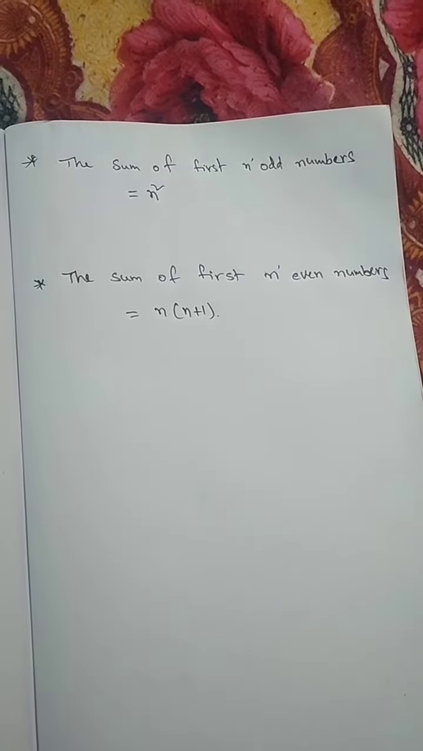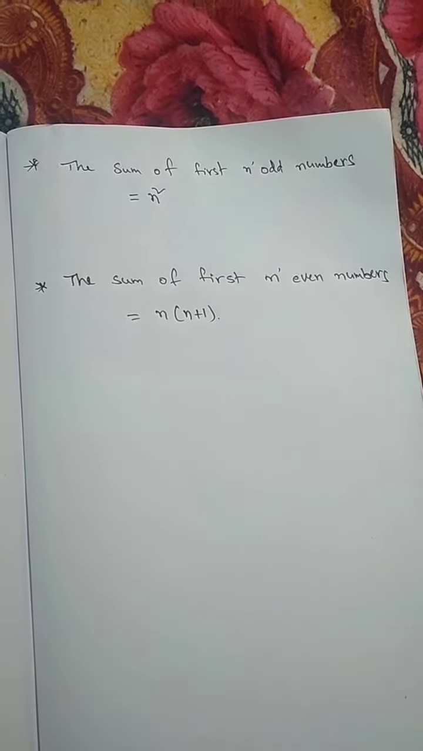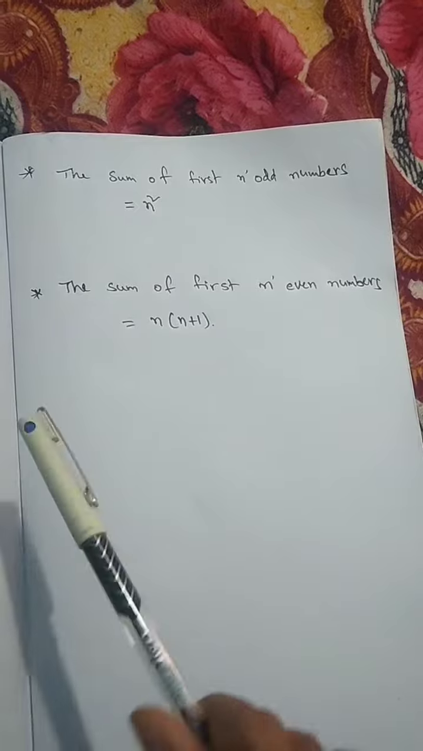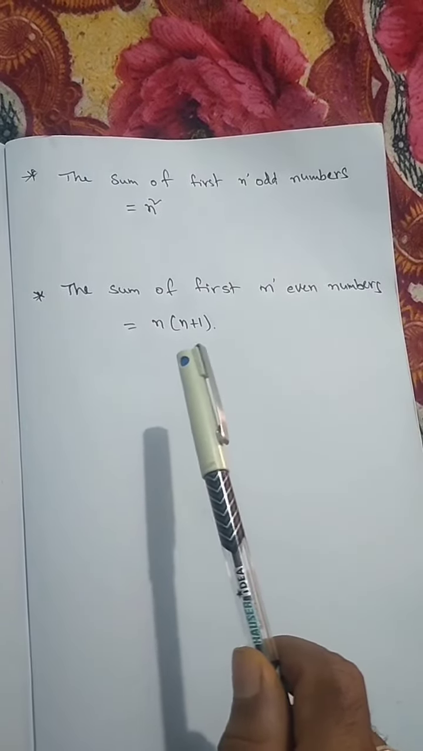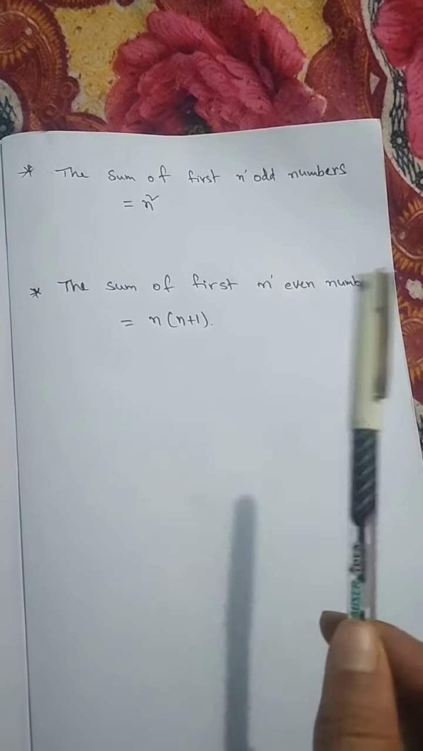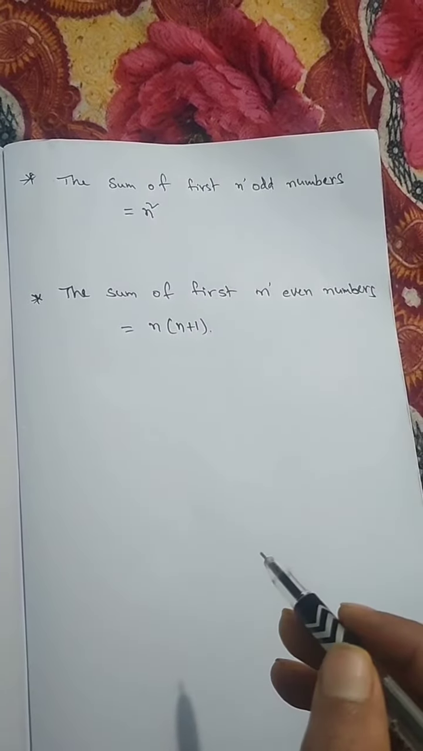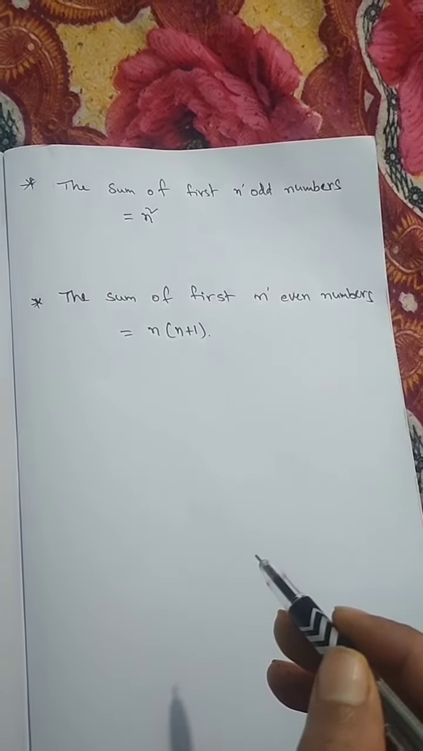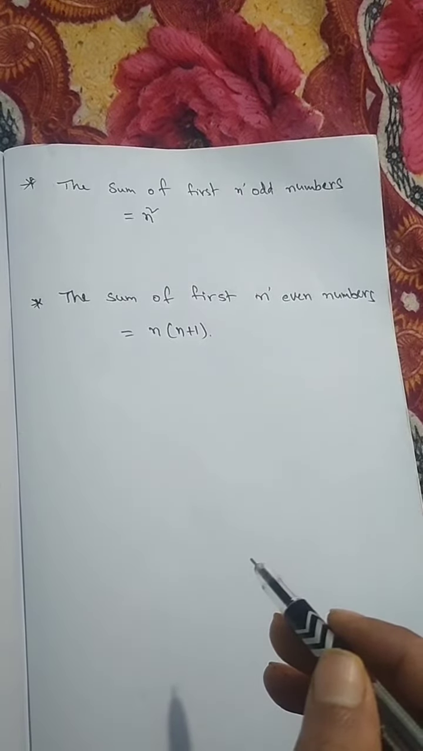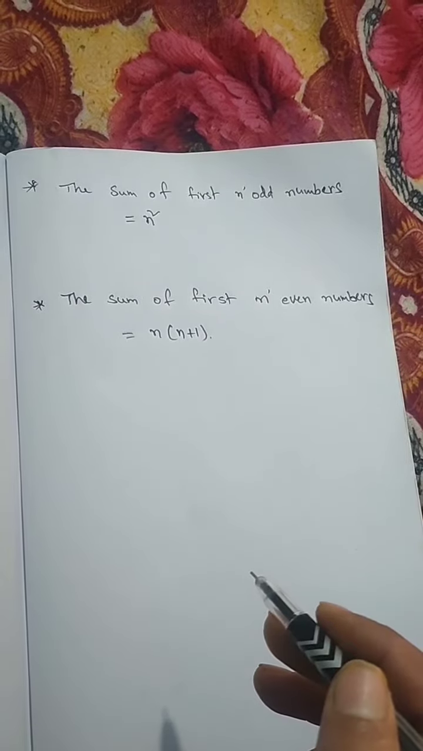The sum of the first n odd numbers equals n square, and the sum of the first n even numbers equals n into n plus 1. Sometimes we are confused whether the sum of the first n odd numbers equals n square or n into n plus 1. If we are confused, we have to check.